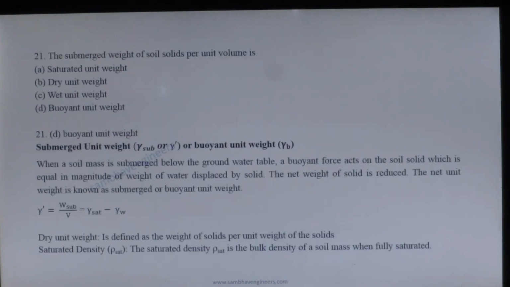Next question. The submerged weight of soil solids per unit volume is known as? Correct answer is buoyant unit weight. When a soil mass is submerged below the groundwater table, a buoyant force acts on the soil solids, which is equal to the weight of the water displaced by the solids. The net weight of solids is reduced. The net weight is known as submerged weight or buoyant unit weight.